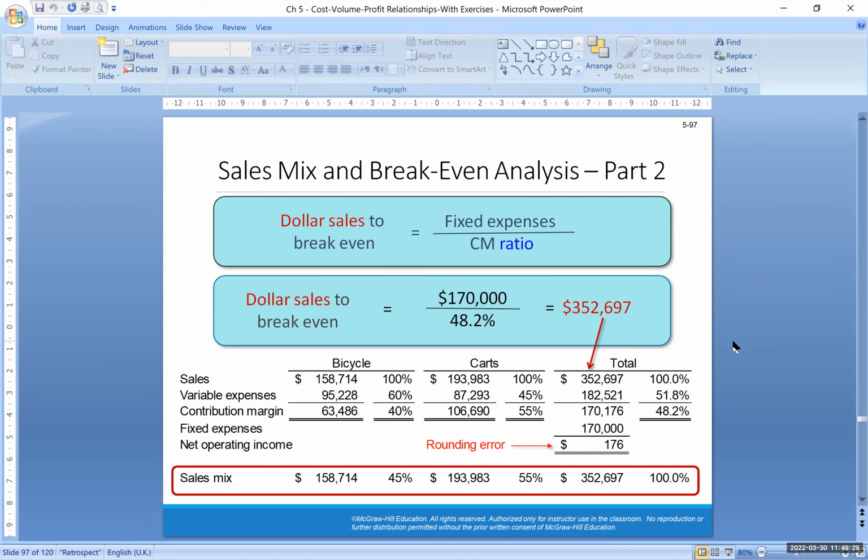The difference, which is the contribution margin for the whole company, 176 should be 170,000. Why? Because we're talking about break even. So again, just to remind you that we have a rounding error in this example, but the contribution margin should be exactly 170,000 if we don't have any problem about the rounding. And the net operating income should be zero because we are talking about break even.